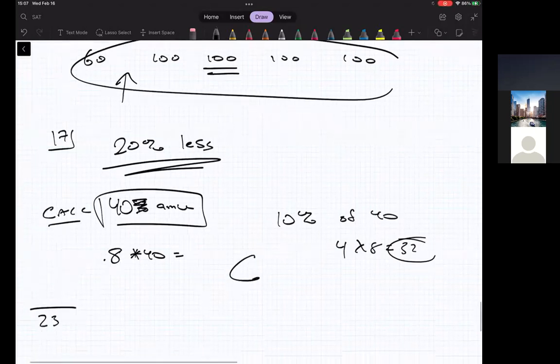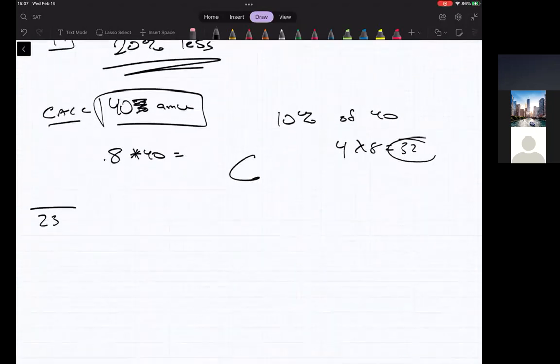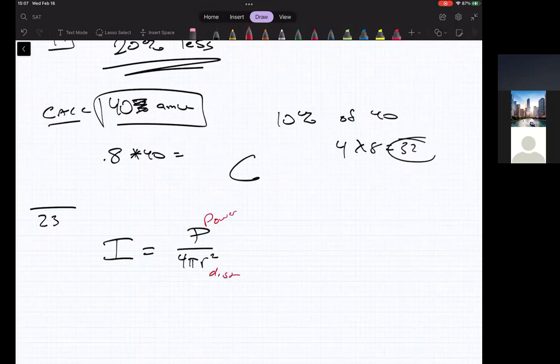All right, as you guys are looking at those, I'll start with number 23 because I am kind of down to my last 10 minutes, 13 minutes. Let me read the entire problem because there's something attached to it. I equals P over 4 pi r squared, okay? At a large distance r from a radio antenna, the intensity of the radio signal is related to the power P. So P stands for power, R stands for distance, and I stands for intensity, okay?